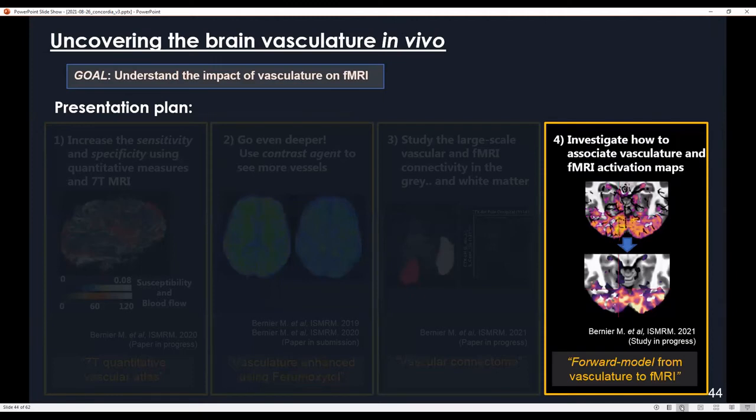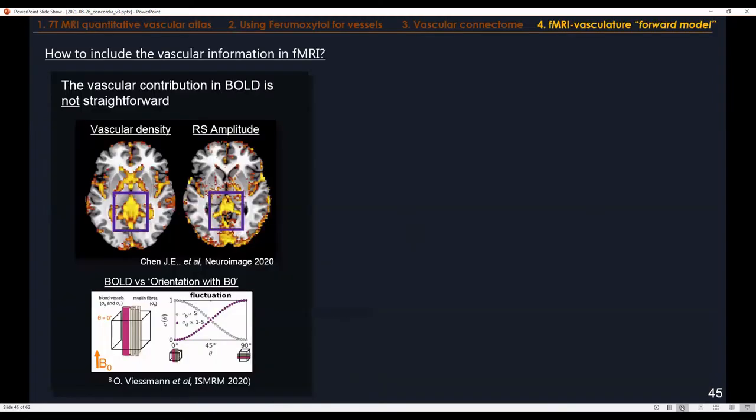For the last project, we wanted to use all those fancy vascular segmentations that we obtained and find a way to model the effect of the vessels on the fMRI map. We need to take those vessels and transform them so that we can see the dephasing effect they cause in the surrounding tissue, and then correct the fMRI map based on those segmentations. Because we know that the contribution of the vasculature in bold is not straightforward.